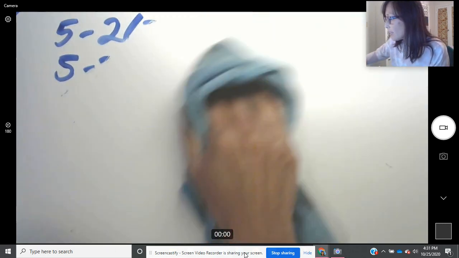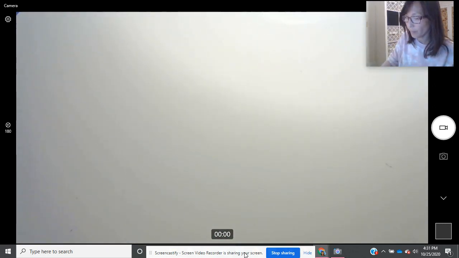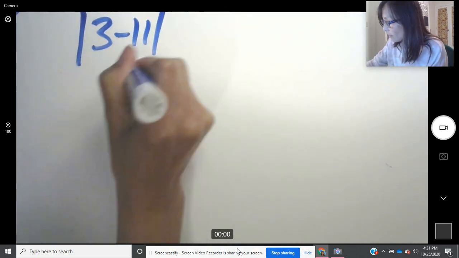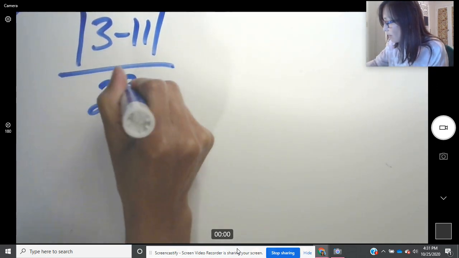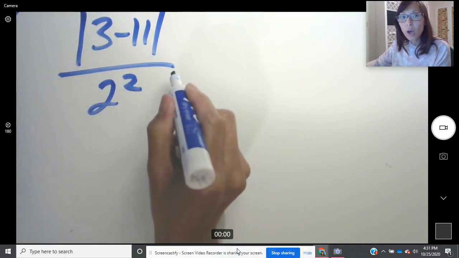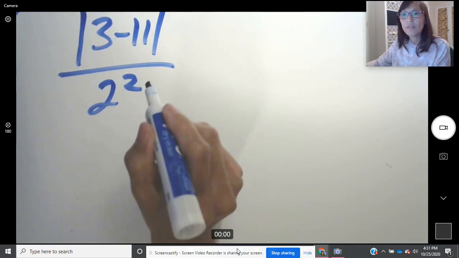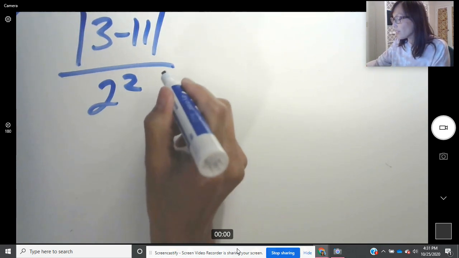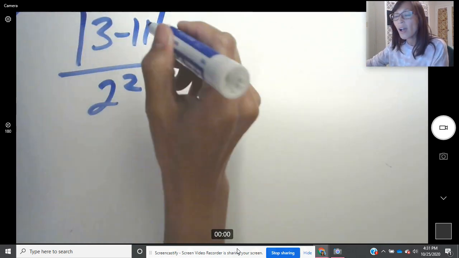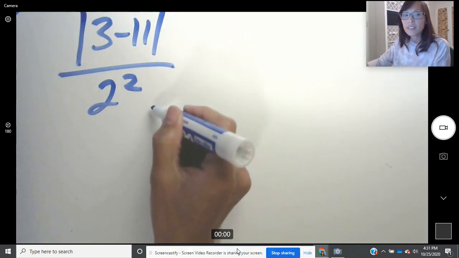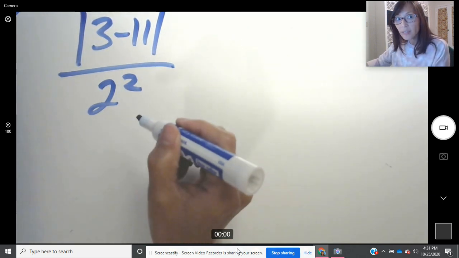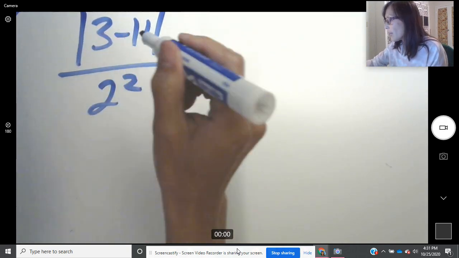This time this has a fraction in it. So this is a long fraction bar, and a long fraction bar is actually a grouping symbol. So what this tells us is we have to simplify what's in the numerator and simplify what's in the denominator before we can divide. So let's look at the 3 minus 11.